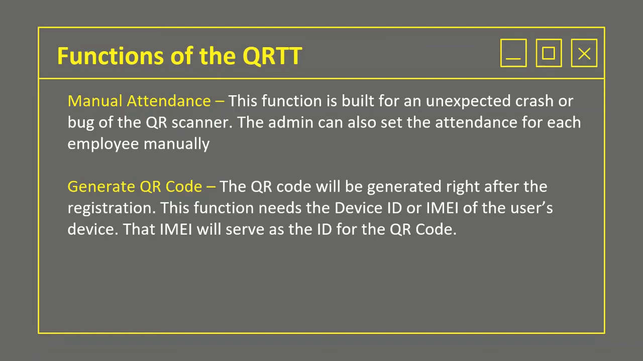Generate QR code. The QR code will be generated right after the registration. This function needs the device ID or IMEI of the user's device. That IMEI will serve as the ID for the QR code.